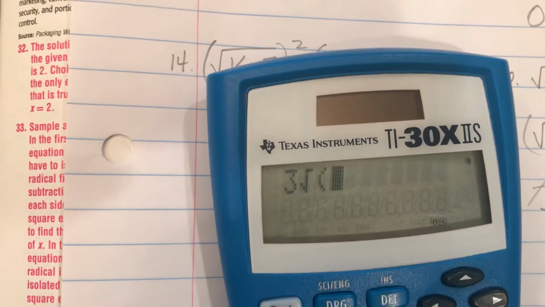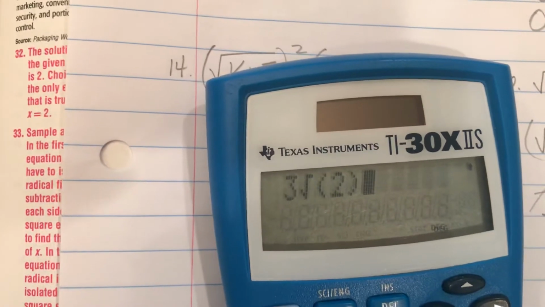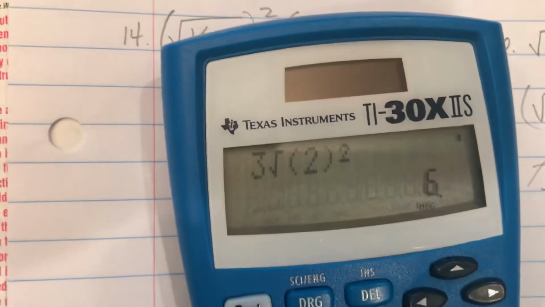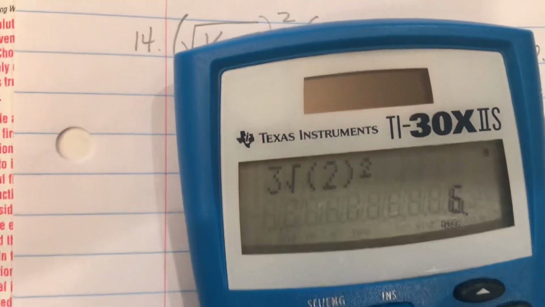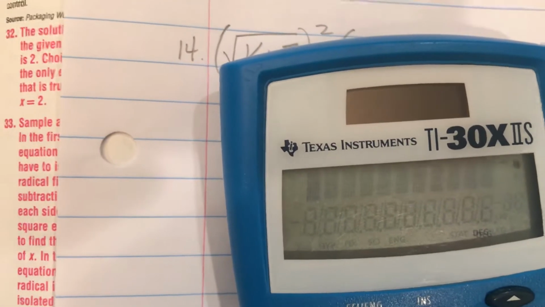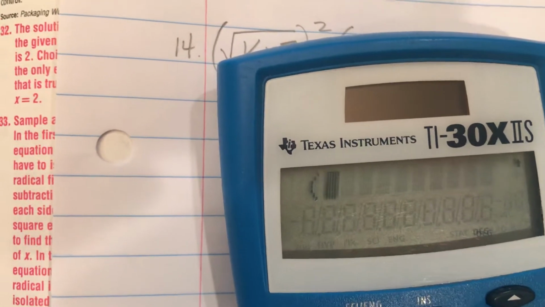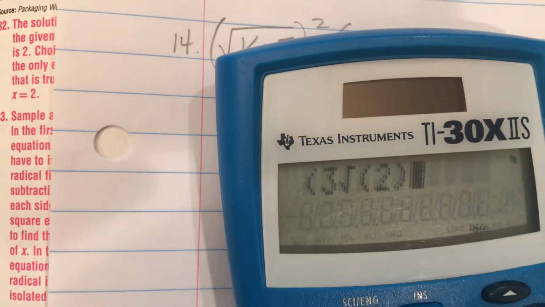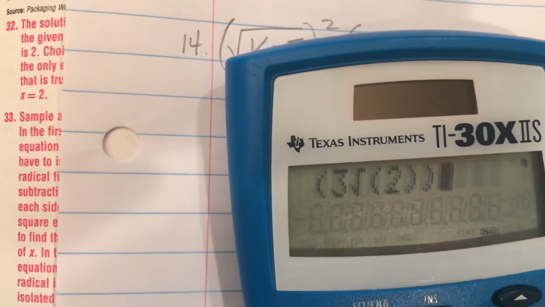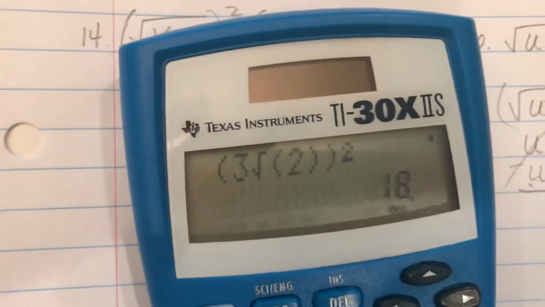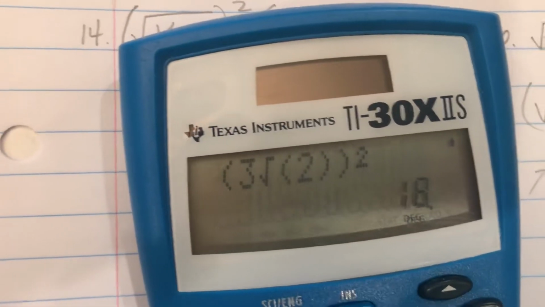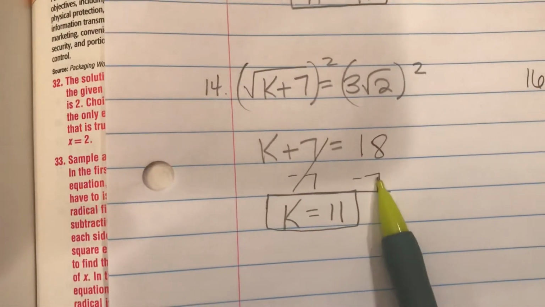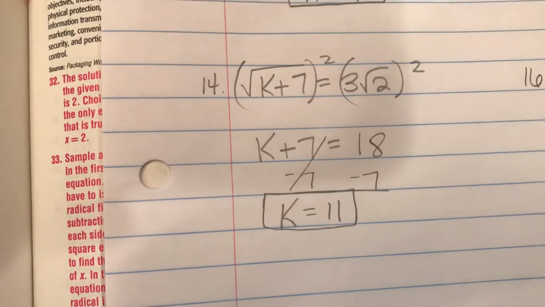Let me just show you, for example. Let me do my squared button. See, that gave me 6, which is incorrect. So if you don't put those parentheses, it's not going to work. So here, watch what I did. Parentheses, 3, you've got your square root of 2, close off the square root of 2 parentheses, then close off your big parentheses, then squared. So you're going to have to be careful typing that in. So anyway, that's 18. Okay, and then of course it's easy after that. You just subtract over the 7 and you get 11 for your final answer.